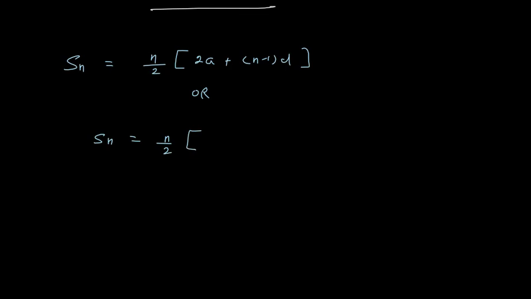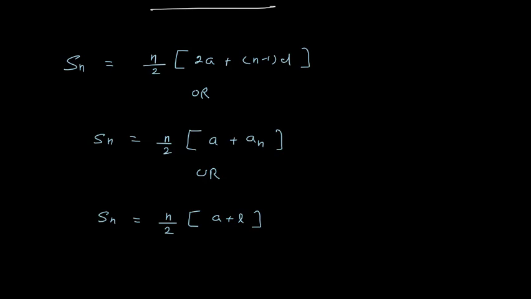Again, just the formulas: Sn is equal to n divided by 2 in brackets 2a plus (n minus 1)d, or Sn is n divided by 2 times (a plus an), or Sn is equal to n divided by 2 times (a plus l). These are the three formulas for Sn. So we have got the value of Sn.